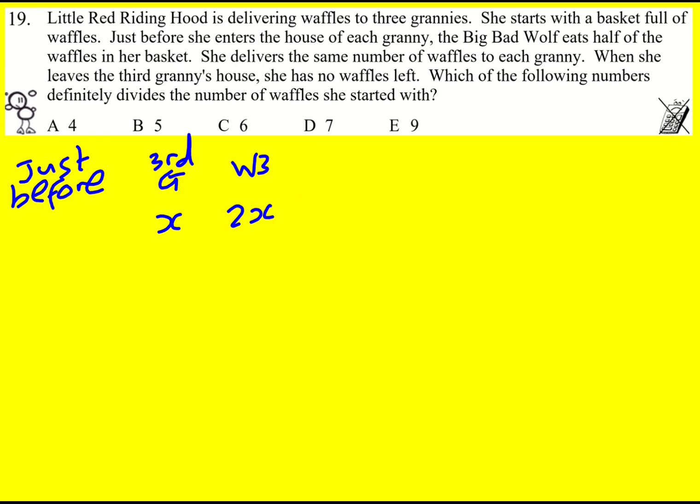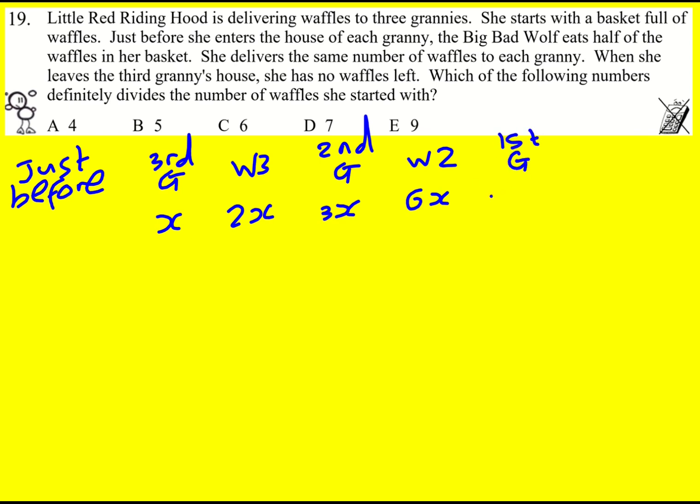Must have had 2X just before meeting that wolf. Now, just before meeting the second granny, because she gives each granny X, she would have had 3X. And then meeting the wolf the second time, because it's eaten half to get down to 3X, we double it to 6X. She must have had 6X waffles just before meeting the wolf for the second time.